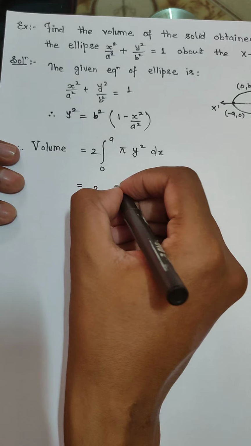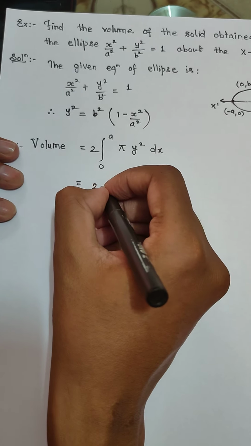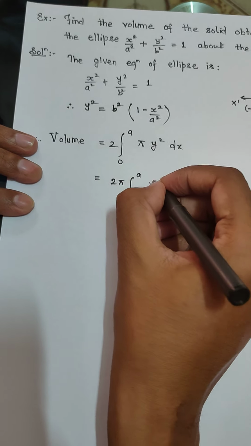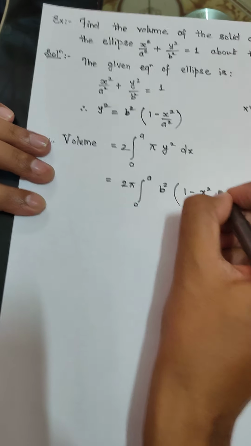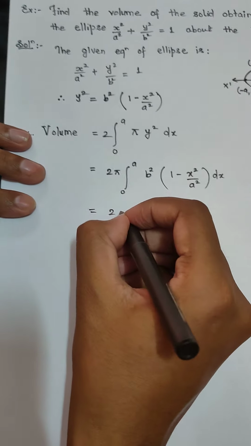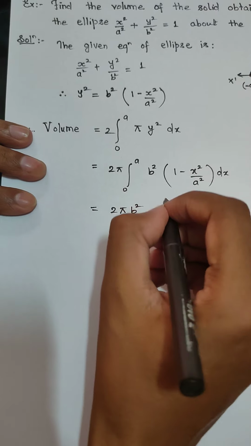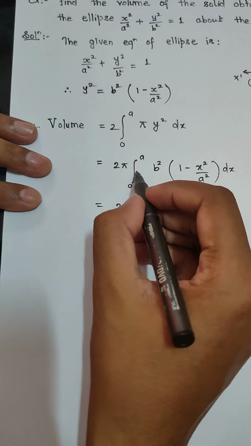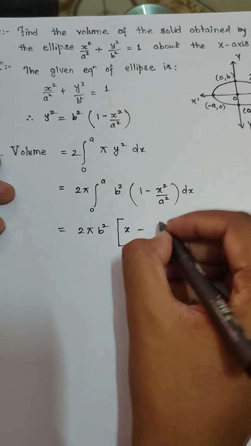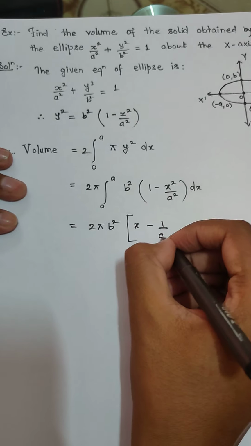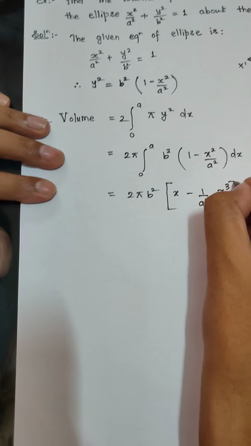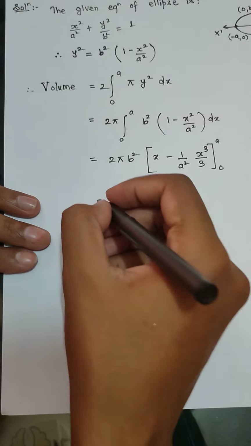Now this is 2 times integration 0 to a, pi I can take outside. What is y square? We have just seen y square is b square into 1 minus x square by a square dx. Now what you can do is take out all the constants outside of the integration and apply the integration. So integration of 1 with respect to x is x, and for this 1 by a square constant, integration of x square is x cube by 3, with limits from 0 to a.